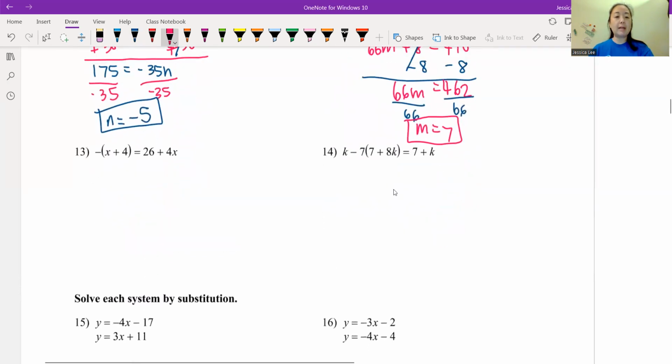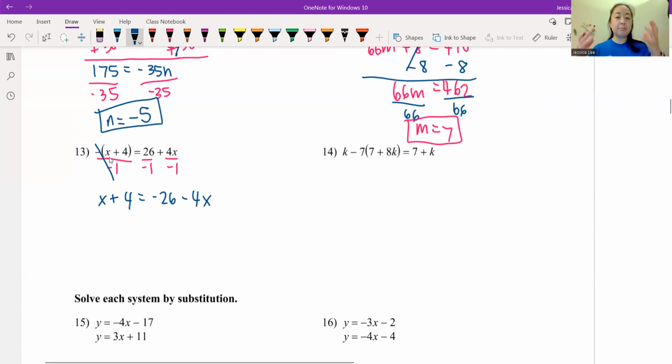These are going to be our last 2 of these kinds of problems, and then we're going to move on to the next stuff. Here I only have the parentheses over here. So technically I can just divide everything by -1. Or I can just multiply it out. That might have been easier, but I'm showing you that it's possible. So those negatives cancel out and we get x plus 4 is equal to -26 minus 4x. See what I'm saying?